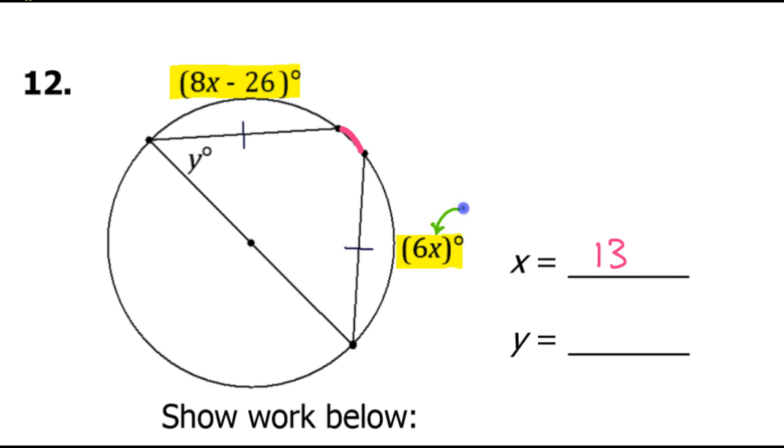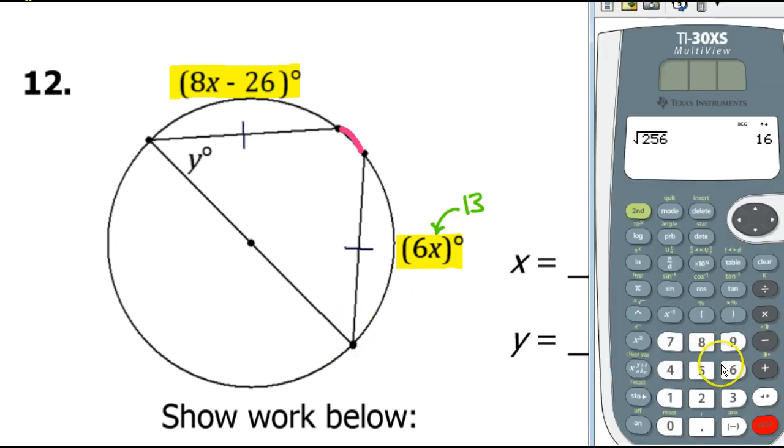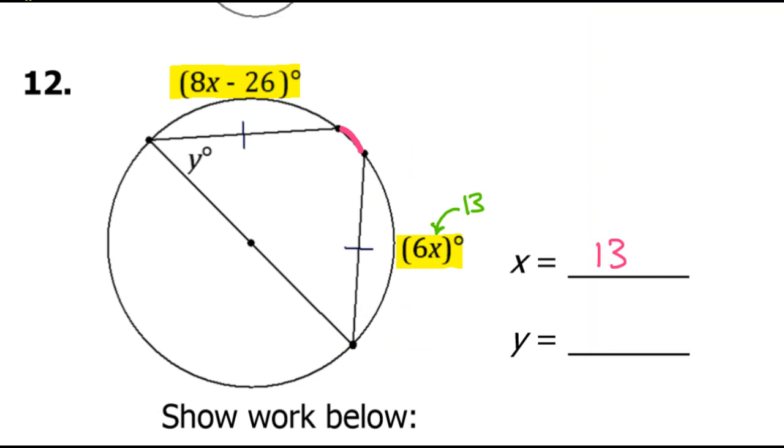So if I substitute in 13 right here, then I have 6 times 13. What is that? That's 78. So that tells me that this green arc that I'm tracing is in fact 78. Well, guess what? I do not need to substitute 13 in here as well, because we already know that these arcs are the same. So if this is 78, that means that this is also 78 over here.